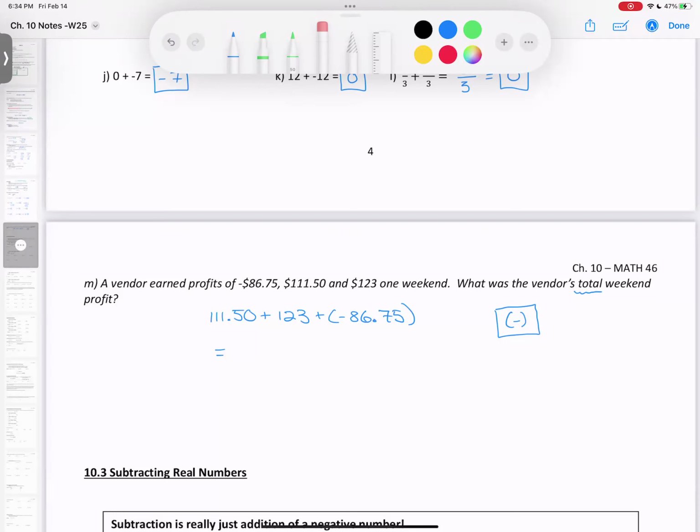And so on my calculator, I'm going to do 111.5 plus 123. And then I'm going to go plus negative, so negative button, 86.75. And that gets me the answer of 147.75. So we'll say that was the total weekend's profit. And that is adding with negative numbers.